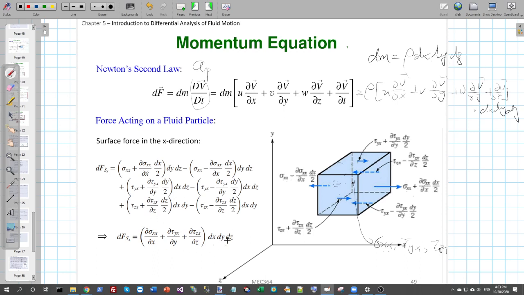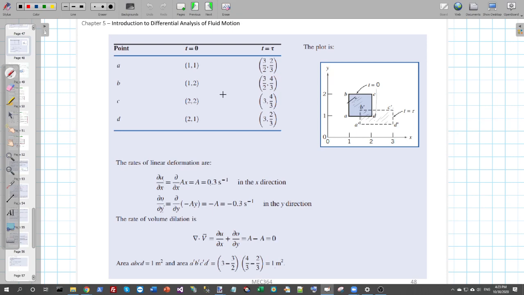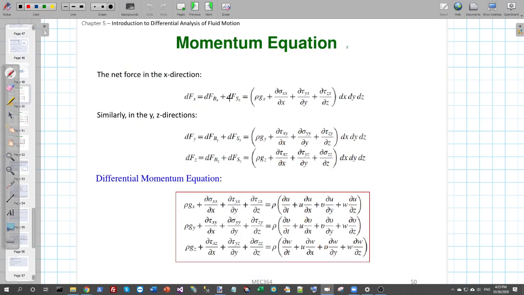Okay, and this is only about the surface force on the x direction. Let's also add the body force on the x direction, rho gx, so we can get the overall net force on the x direction. This dfx contains contributions from both the body force bx on the x direction and the surface force sx on the x direction.